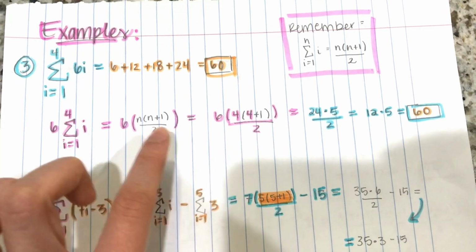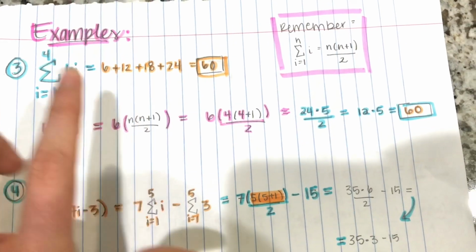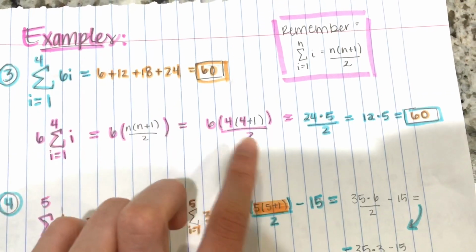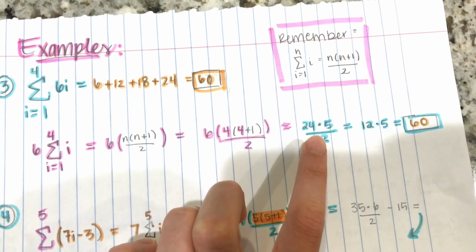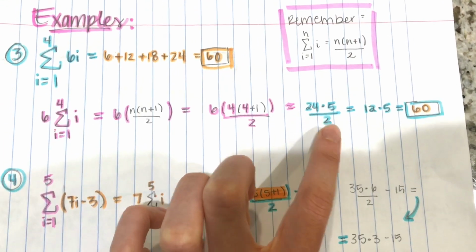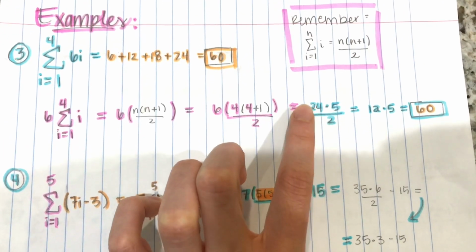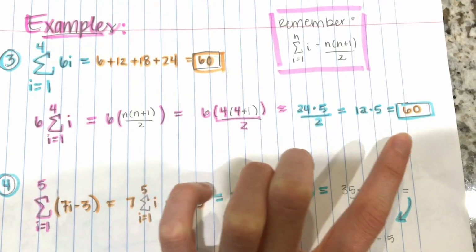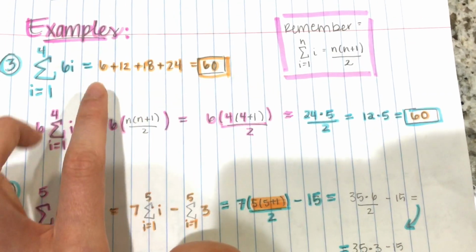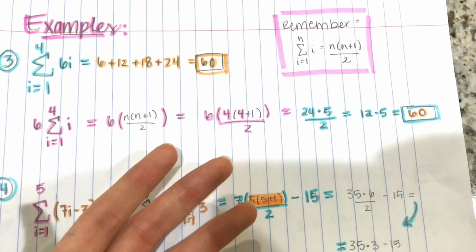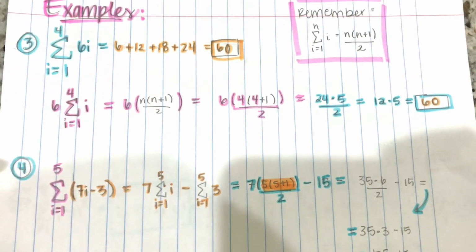I put 4 in here because 4 is our nth term, if you can see that translation right here. So this becomes 24 times 5 divided by 2, which I can factor out of 2. This becomes 12 times 5, which is 60. So this is perfect because both my terms match. You can write it out and you can do the formula to check yourself. Do whichever one feels more comfortable to you.